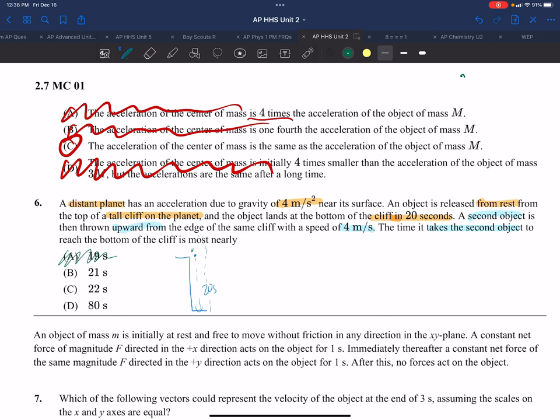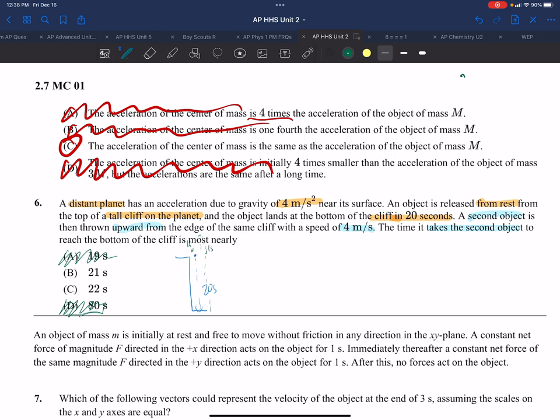And if you look at the whole scenario here, this is 20 seconds. You can look at the velocity. It'll take 1 second to get to 0 and another second. So what you could see is that this is probably adding at most 2 seconds. It's not going to be 4 times as long. So we could take out choice D right off the bat. So it comes down to whether it's 21 seconds or 22 seconds.